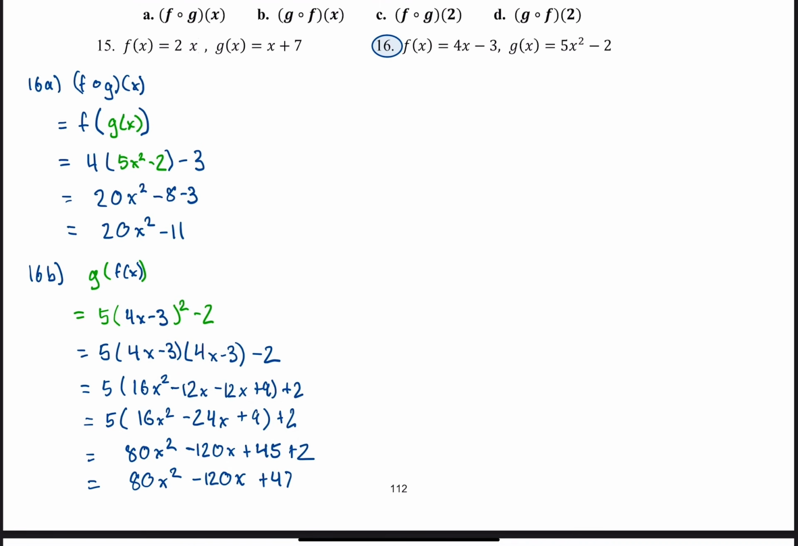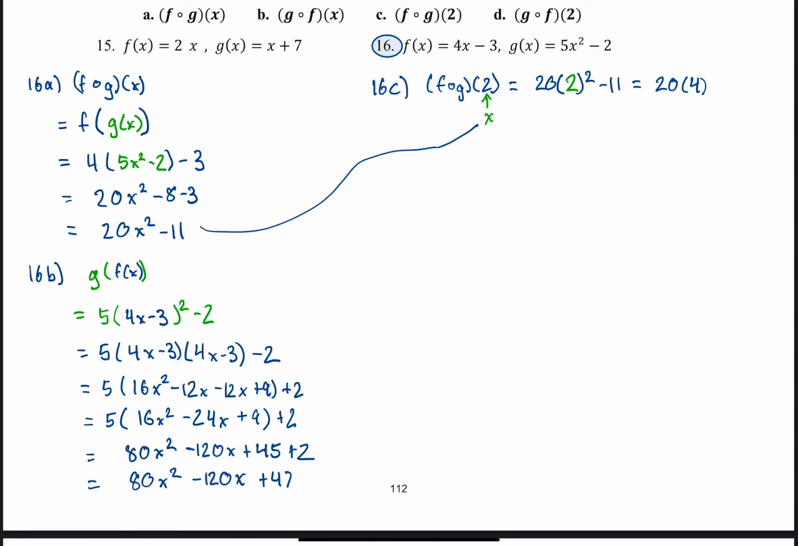Part C is just asking, so 16c is f of g of 2. So this 2 right here is an x value. So what we'll go ahead and do is take whatever we got here from part A, which is f of g of x, and replace the x with 2. So this turns out to be 20 times 2 squared minus 11. And this is going to be 20 times 4 minus 11, which is 80 minus 11, or 69 as our answer.